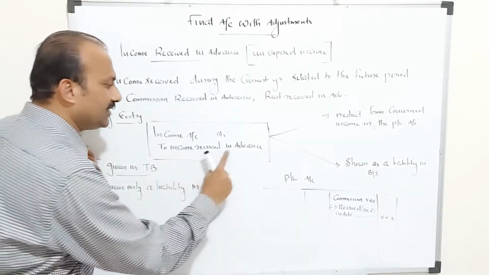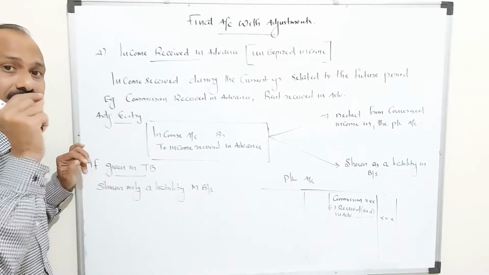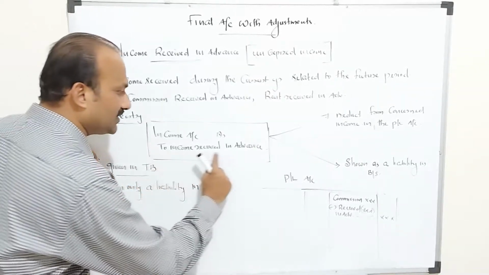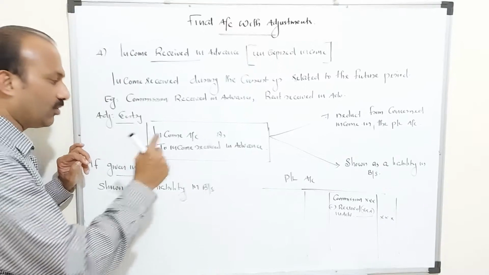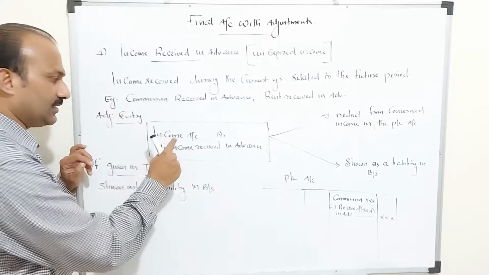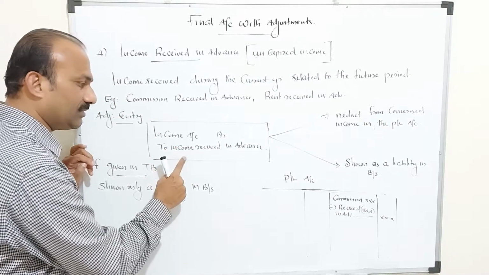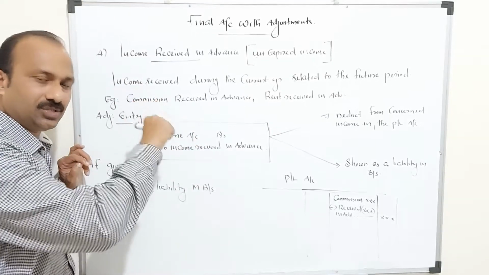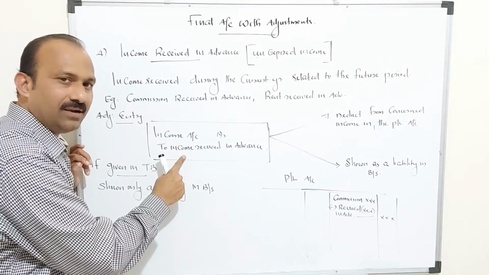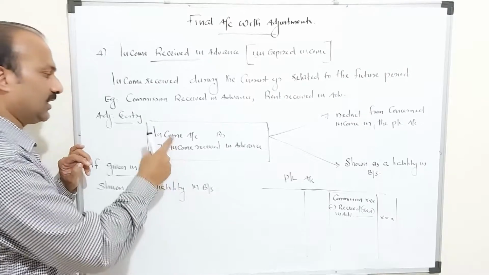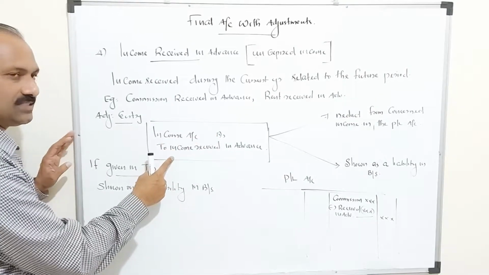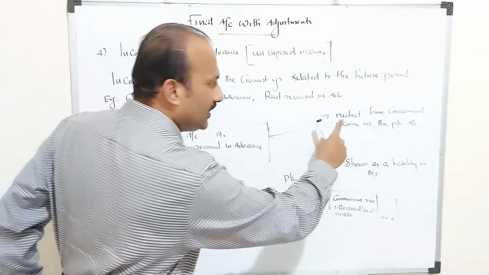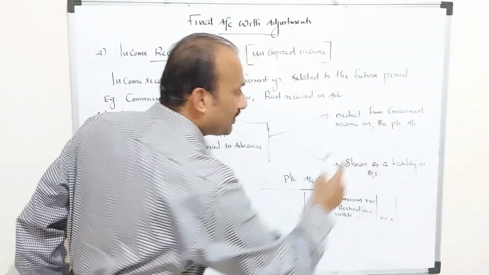So income received in advance is a liability. Therefore, you show it on the liability side, the credit side in the journal entry. The journal entry: income account debited to income received in advance. Why is income debited? Because income is reducing. Because you have a liability here, therefore it is credited. What is the treatment? It is deducted from the concerned income.